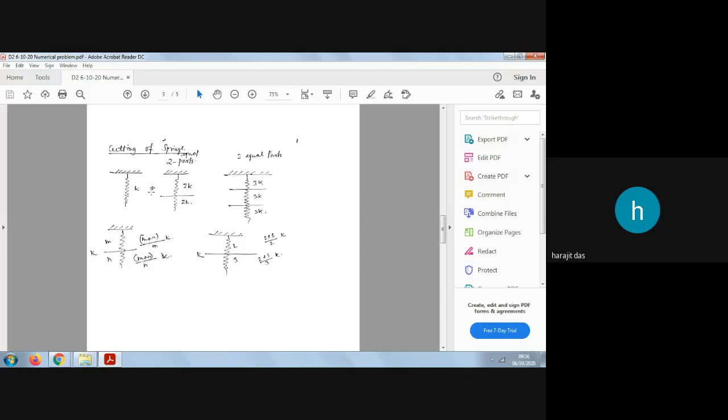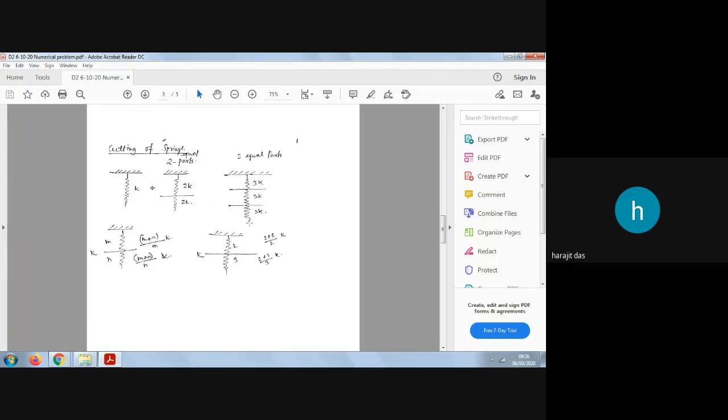If the two halves are not equal, then what will happen? I will tell you. Here this concept is written. Now if this same spring is divided into three equal parts, then their stiffnesses will be multiplied by 3 times: 3k, 3k, 3k. So these three parts are equal.